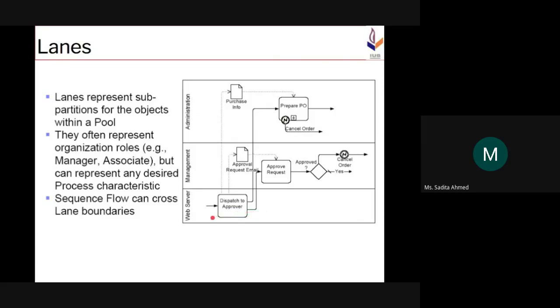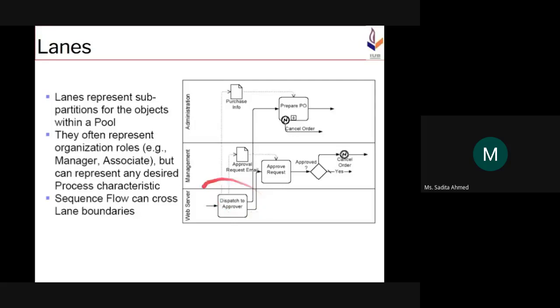And as you can see, a single process flow. That's another giveaway, that a pool must contain a single process flow. How do we have a process flow here that's crossing all these boundaries? See here, what's going on? Dispatch to approver, then what is this? This is a sequence flow, right, Shaba? The connector from dispatch to approver to prepare PO is a sequence flow. And as you can see, the sequence flow is crossing the boundary of the web server lane, crossing the boundary of the management lane as well.